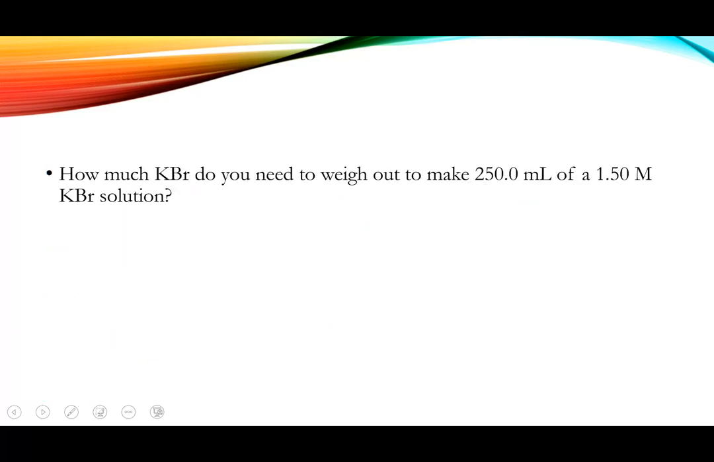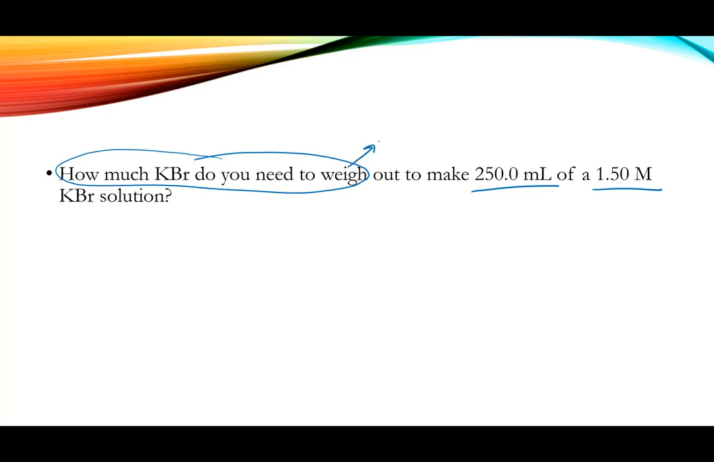In this one, I'm given the volume and I'm given the concentration. And I want to know how much potassium bromide I need to weigh out. Weigh out meaning, of course, that I'm solving for the mass. The equation is still molarity is moles over liters.